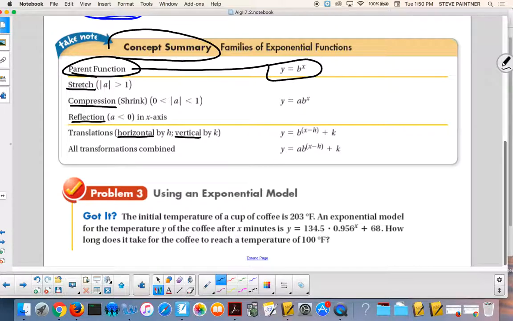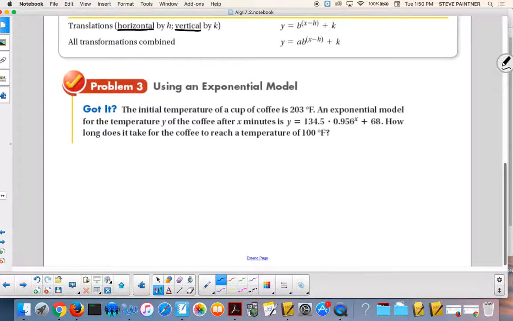All right. Next, you have a quick formula here. Read this problem. I'll read it to you, but just read it with me. It says the initial temperature of a cup of coffee is 203 degrees. Yeah, it's really hot. Don't touch it. An exponential model for the temperature, Y, of the coffee. So what does Y stand for? Temperature of the coffee. After what? X minutes. X is the number of minutes that go by. So what's the temperature after 10 minutes, after 20 minutes?